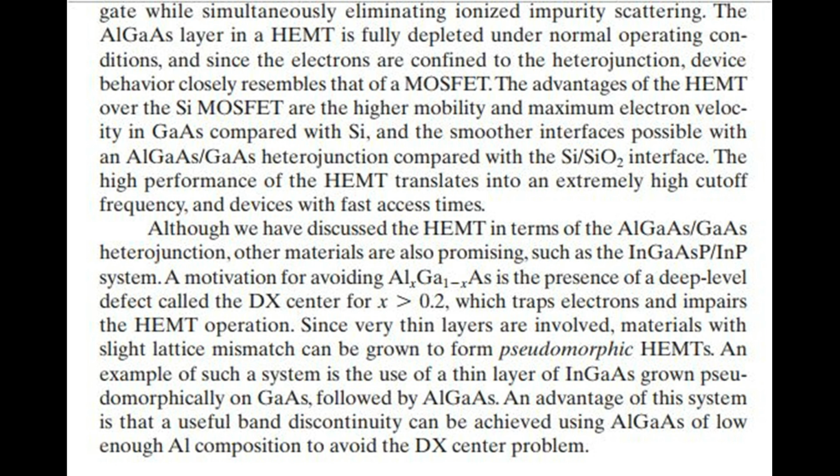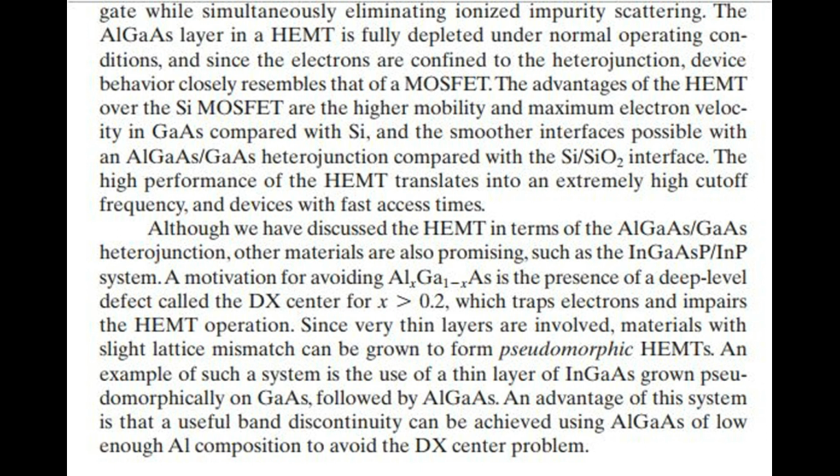Although we have discussed the high electron mobility transistor in terms of the aluminum gallium arsenide/gallium arsenide heterojunction, other materials are also promising, such as the indium gallium arsenide phosphide/indium phosphide system. A motivation for avoiding Al_x Ga_(1-x) As is the presence of a deep level defect called the DX center for x > 0.2, which traps electrons and impairs the high electron mobility transistor operation.